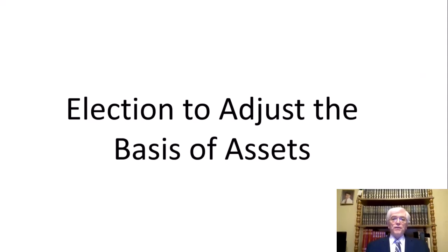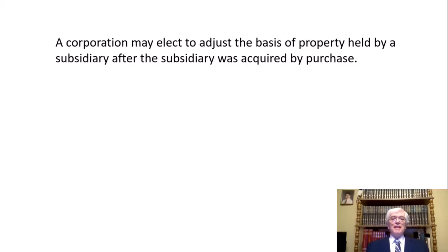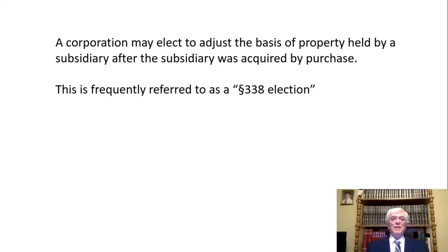Our final topic for Chapter 6 is the election to adjust the basis of assets. And as I told you in the last video, this is tangentially related to liquidations, but it is now separate from liquidations. A corporation may elect to adjust the basis of property held by a subsidiary after the subsidiary was acquired by purchase. Frequently, this is referred to as a Section 338 election.